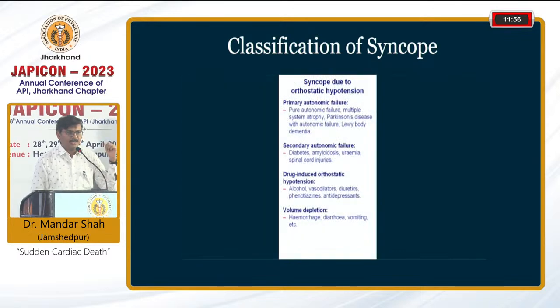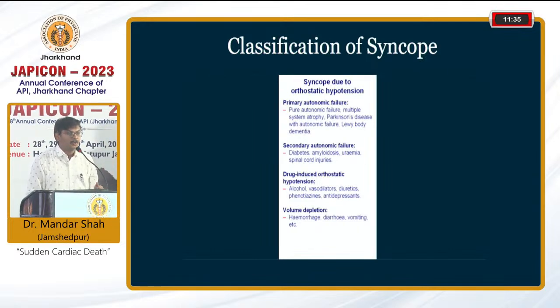And this entire spectrum is a benign cause of syncope. Another benign cause of syncope is syncope due to orthostatic hypotension. Now, as the name implies, orthostatic hypotension is whenever a patient stands up as compared to the supine position, there is a drop in blood pressure and reduced cerebral blood flow leading to syncope.